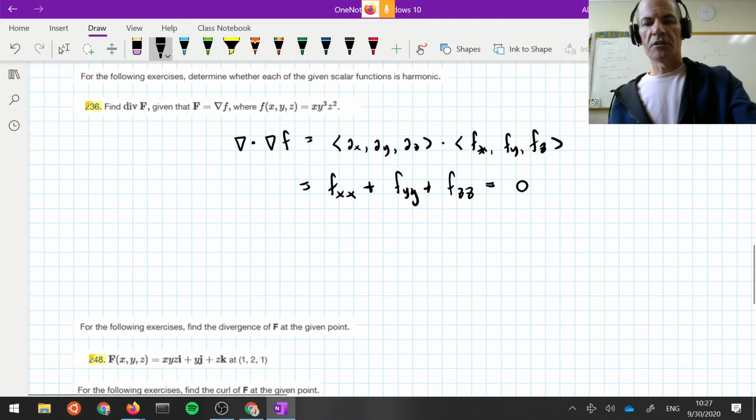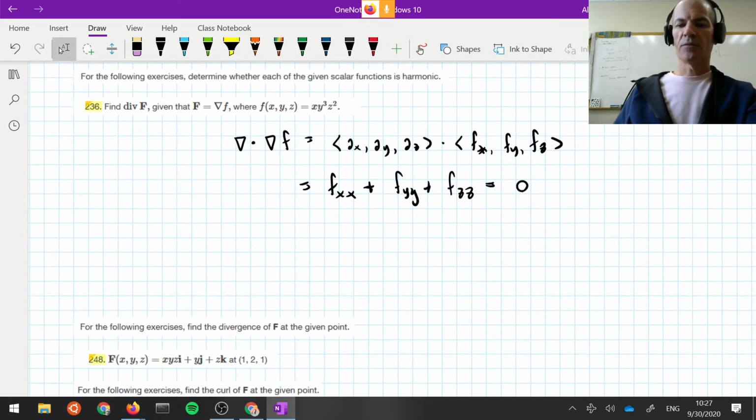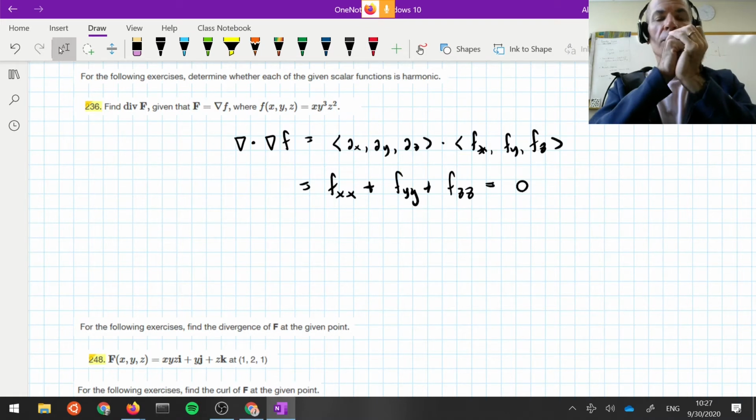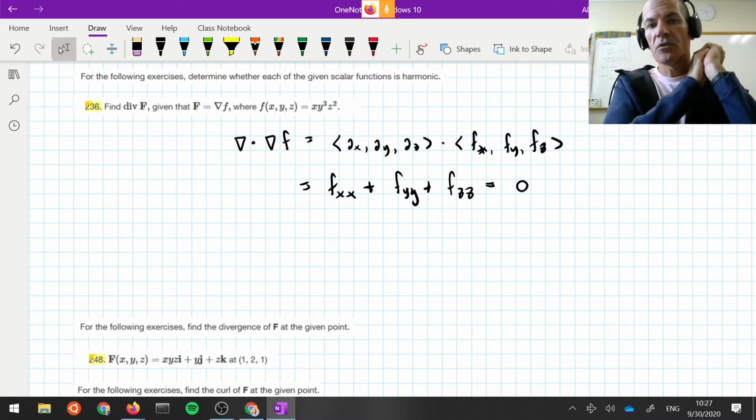All right, this is an important class of functions. For example, if you're studying the wave equation in physics or the Schrodinger operator in quantum mechanics, this operator appears quite often. If you're studying heat flow in engineering math, again, this operator appears quite often.